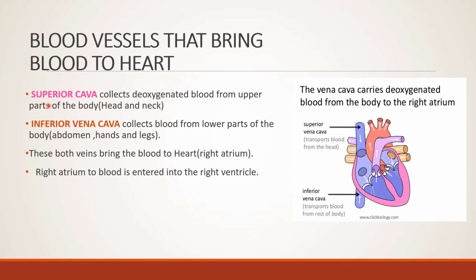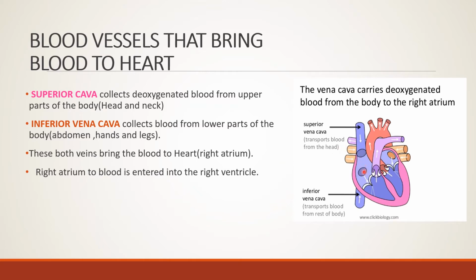This is one kind of blood vessel, the superior vena cava, and this is the inferior vena cava. Both are blood vessels. The superior vena cava collects the deoxygenated blood from the upper parts of the body, meaning head and neck. The inferior vena cava collects the blood from the lower parts of the body, I mean abdomen, hands and legs. Both veins bring the blood to the heart, meaning the right atrium.